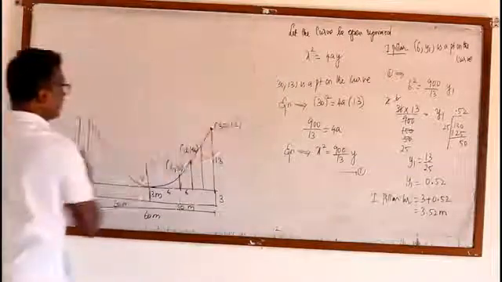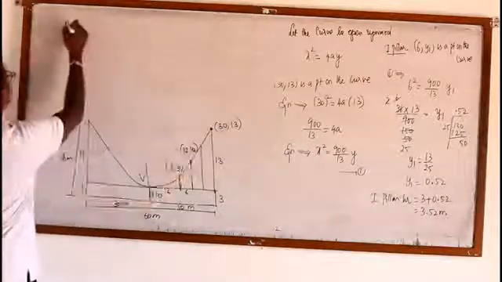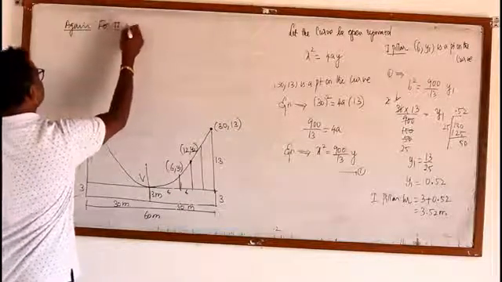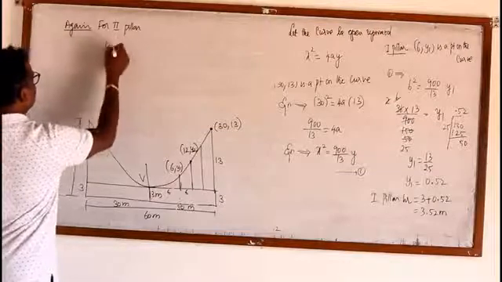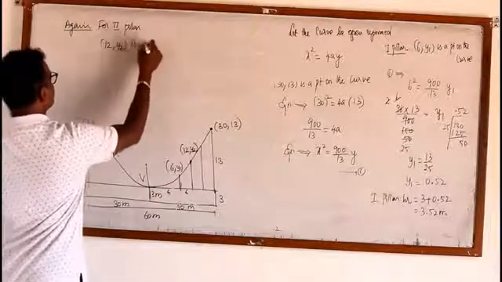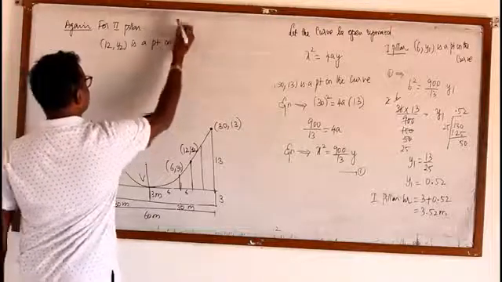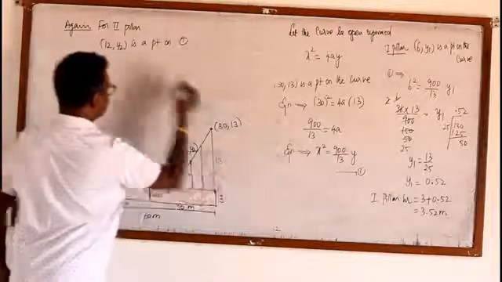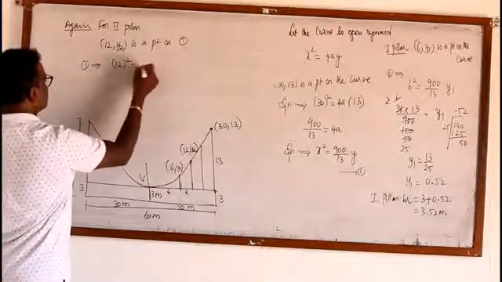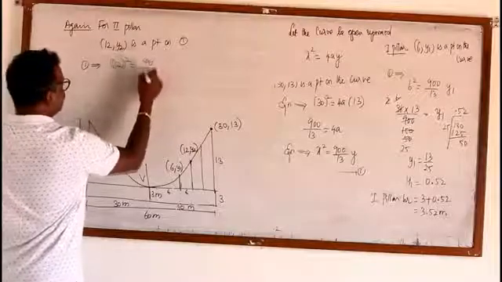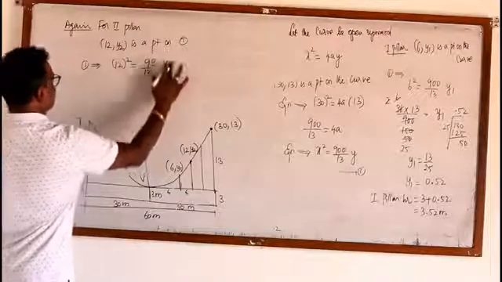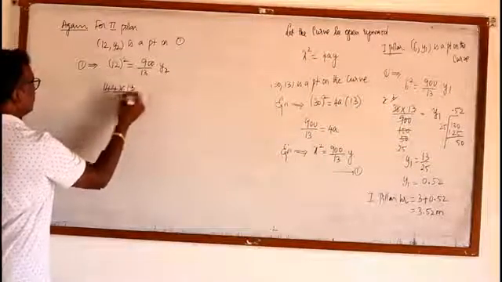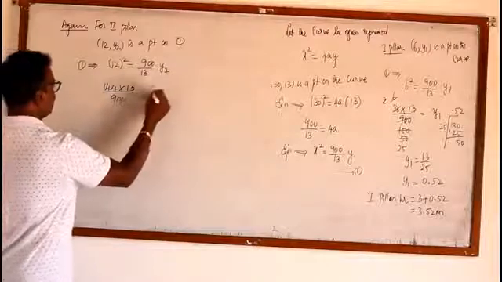We also need the second pillar height, so we should go for the next one. Again, for the second pillar, (12, y2) is a point on the first equation. Then equation 1 gives 12 square equal to 900 by 13 into y2. So therefore it is 144 into 13 by 900 equal to y2.